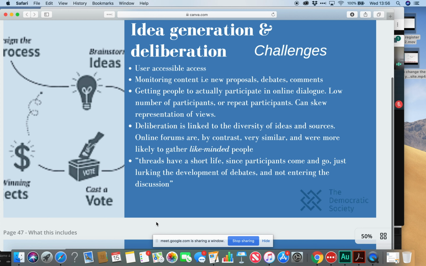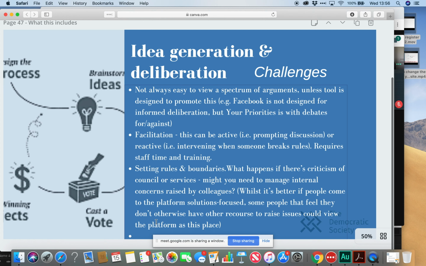Threads have a short life since participants come and go. Sometimes people will just lurk in the development of debates and they won't actually enter into discussion. So it's a challenge to actually get people to comment and talk to one another and participate. Again, it's not always easy to view a spectrum of arguments unless the tool is designed to promote this. So for example, Facebook is not designed to inform deliberation, but Your Priorities is, with debates, with what I kind of showed you with the for and against.